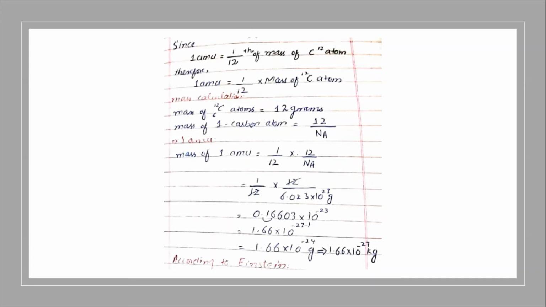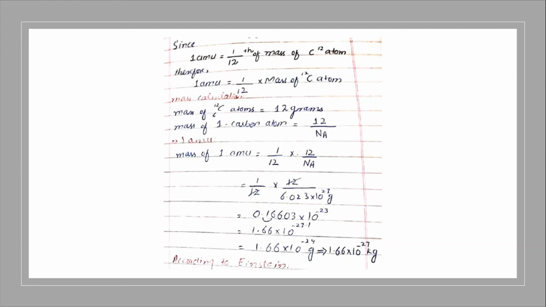How to calculate the mass of a carbon atom? We know that it is 12 grams. So the mass of one carbon atom will be 12 over Na, which is Avogadro's number. So the mass of 1 AMU will be 1 over 6.02 multiplied by 10 to the power 23, which will be 1.66 multiplied by 10 to the power minus 24 gram and 1.66 multiplied by 10 to the power minus 27 kilogram.